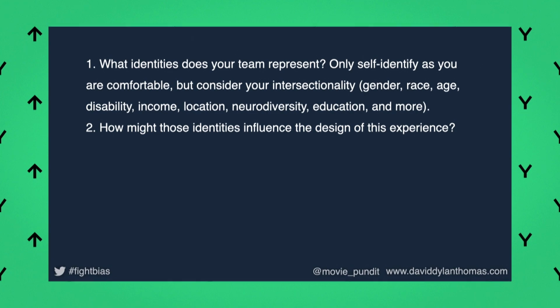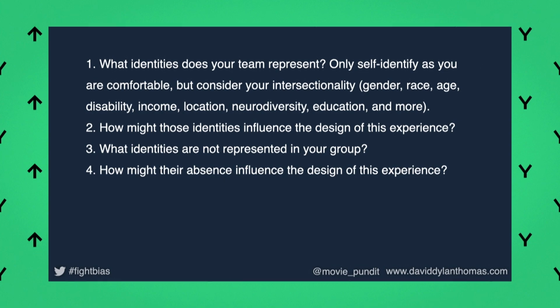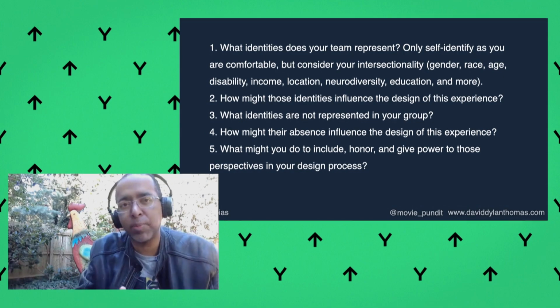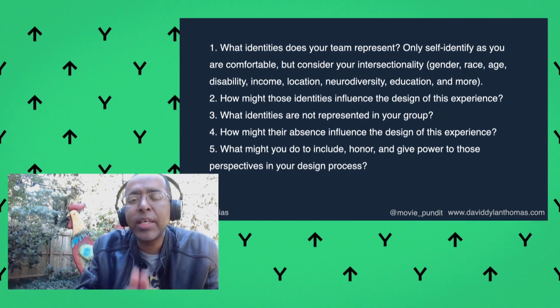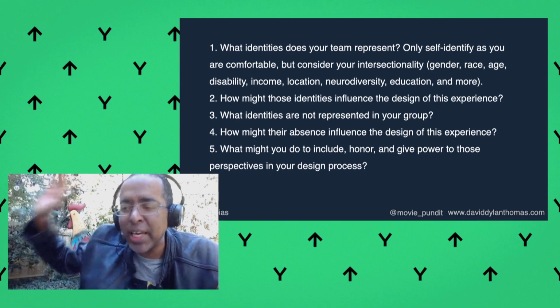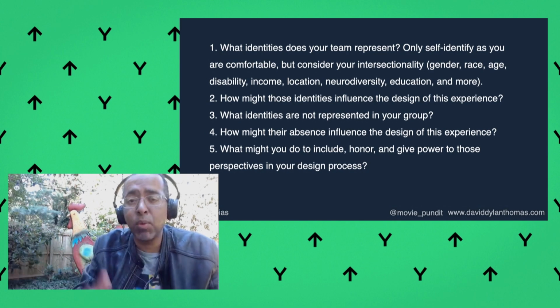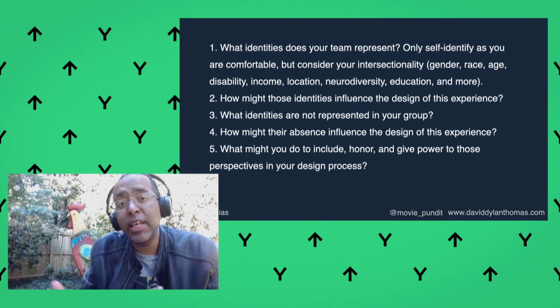Then you ask, what identities are not represented in your group, right? Who isn't in the room? Then you ask, how might the absence of those perspectives potentially compromise the design of the thing you're working on? Finally, you ask, what might we do to include, honor, and give power to those voices in the design process? And I choose those words carefully. Include, yes, talk to people, honor, maybe pay them for their time, give power. Are there people who are going to be impacted by this work, who have no say in this work? And how do we give them more say because they have to live with what we make?